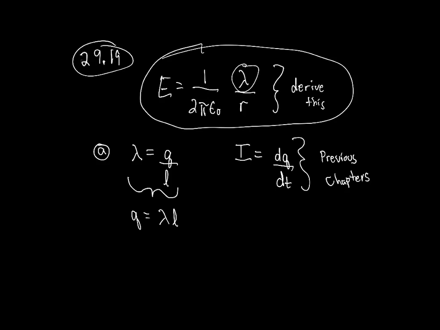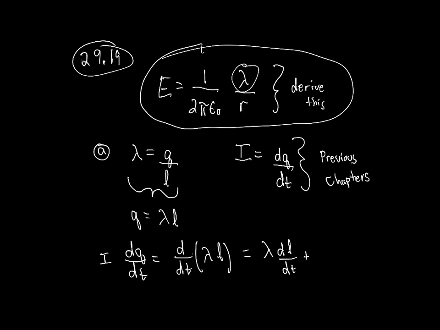Okay, I can take the derivative of this. So I need to do dq dt. If I take the derivative of this, that gives me the current. So I need to take the derivative with respect to time of lambda times L. What is the derivative of both these things? If I take this derivative, what rule do I have to follow? This is a derivative of two things that are multiplied together. That's the product rule. The product rule says the first variable, lambda, times the derivative of the second, plus the second variable times the derivative of the first.